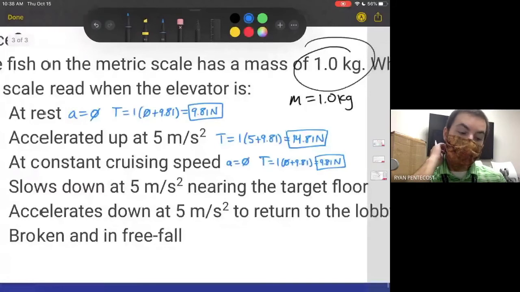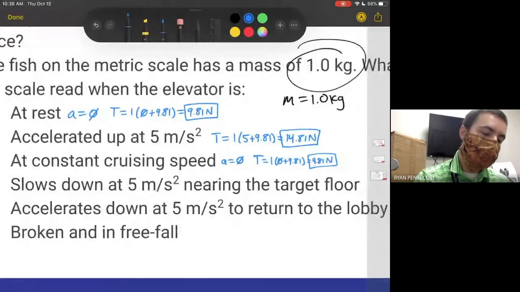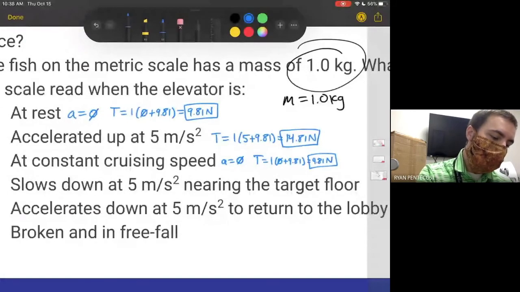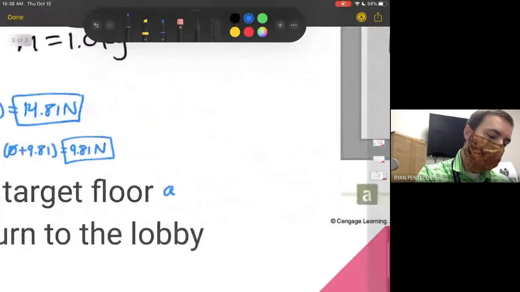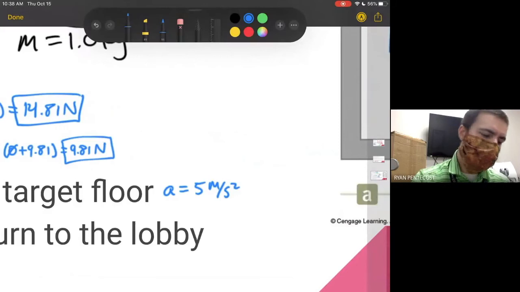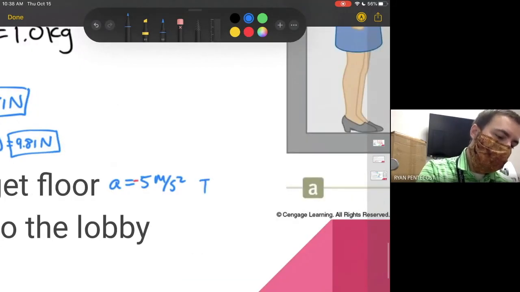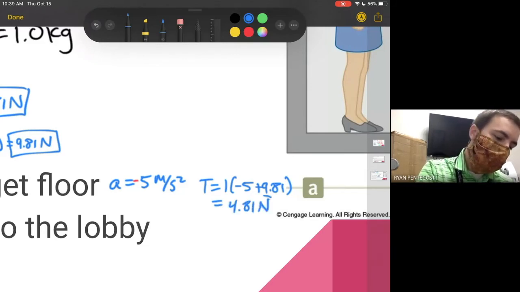The elevator is now nearing the target floor, and it starts to slow down at 5 meters per second squared. So that means that our acceleration is 5 meters per second squared. But it's slowing down, right? So to slow down, you have to have a negative acceleration. So we can't forget that this will be negative 5, because that's going to be important here in our calculation. T will be 1 times negative 5 plus 9.81. So now the scale registers at 4.81 newtons.